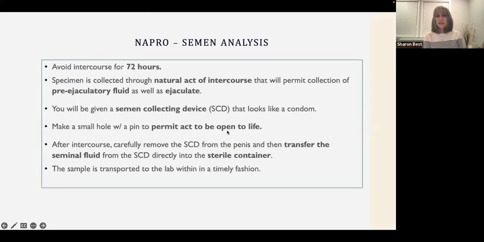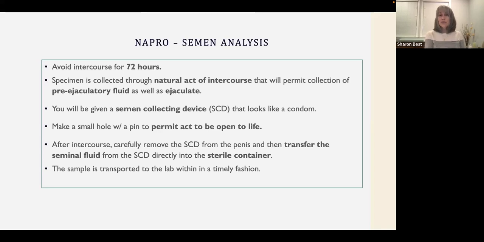So let's look at the semen analysis. NaPro does this a little differently. In mainstream medicine, semen analyses are often collected by masturbation in the office. They're often given pornographic magazines to help them give that specimen. NaProTechnology uses a special way when we counsel all of our patients.